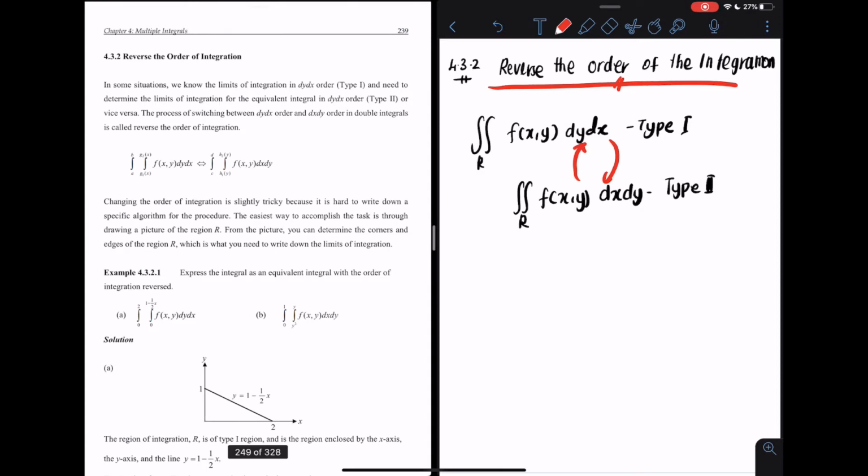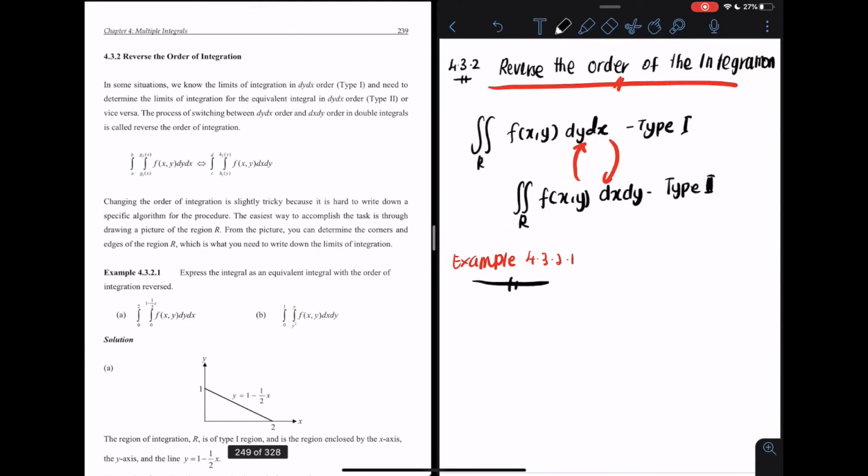So let's take a look at this example. Normally, we will give you this kind of question and we never ask you to solve the whole answer. We just want to make sure whether you know how to rewrite the limits from type 1 to type 2 integral. So let's move on to this example, Example 4.3.2.1.